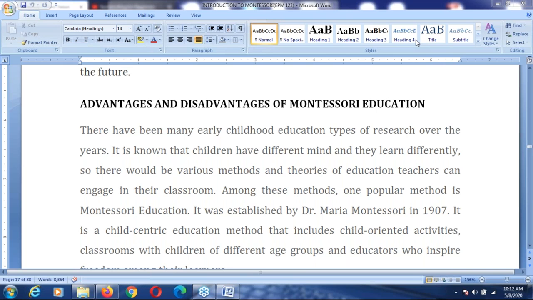Two, it enhances social interaction. Montessori education provides this by grouping children of different age groups together in a classroom. It aims to develop peer-to-peer groups. It helps them to communicate effectively and interact among themselves.